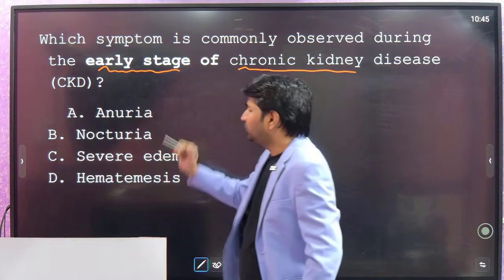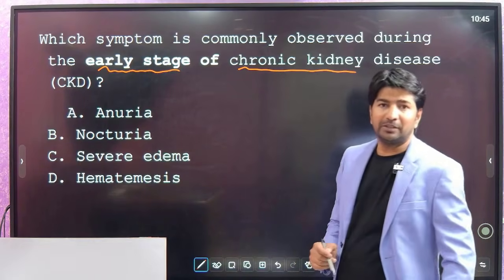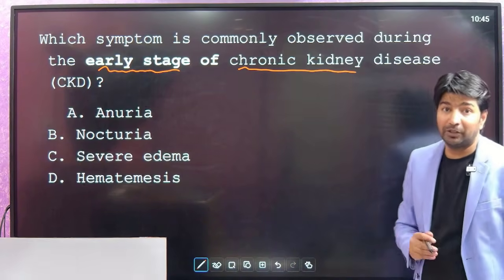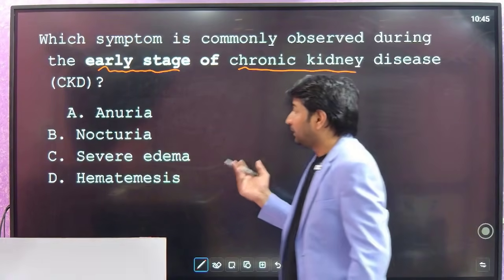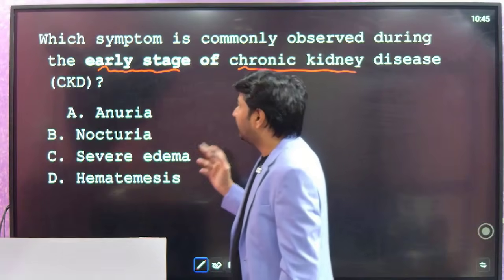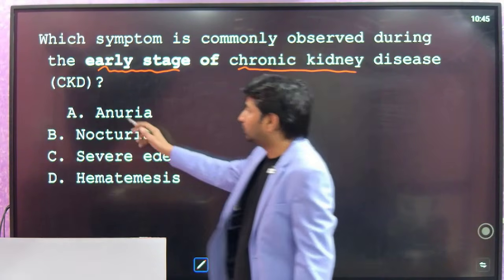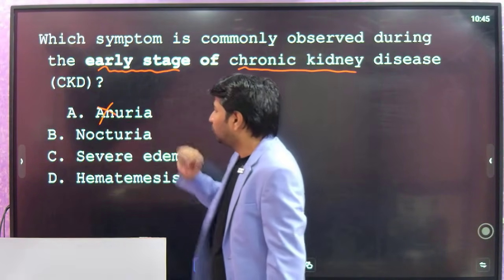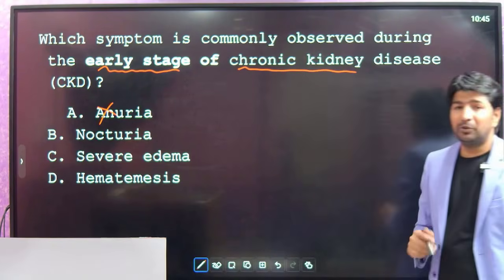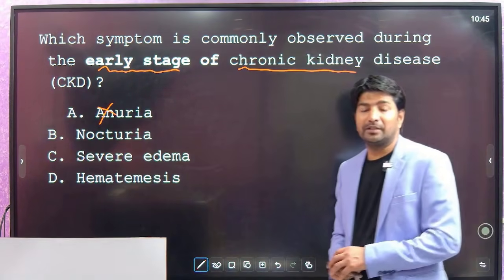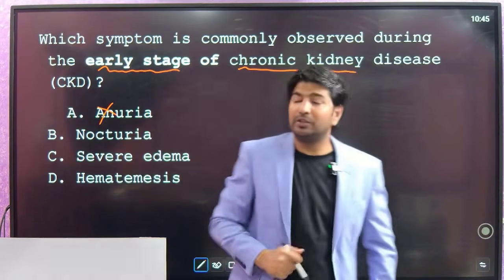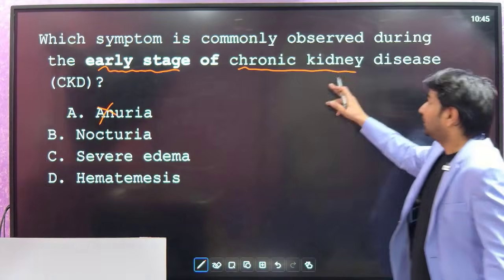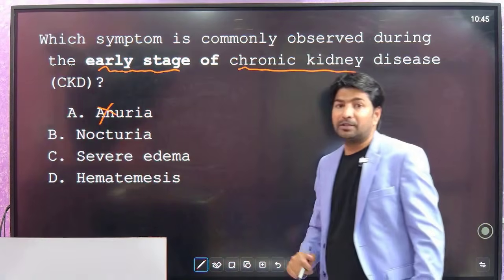So Option A, anuria. Anuria means if the urine output is less than 100 ml in 24 hours, it's called anuria. But this doesn't happen in the early stage of chronic kidney disease, or CKD, so we'll mark this as wrong. Nocturia. Nocturia means an increase in the frequency of passing urine at night. And nocturia starts occurring in the early stages of CKD, which is chronic kidney disease.